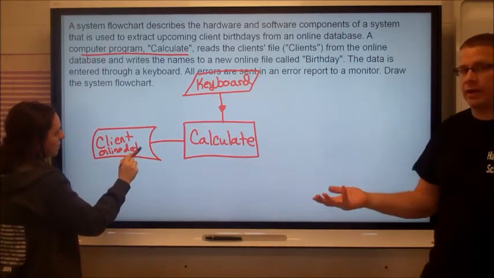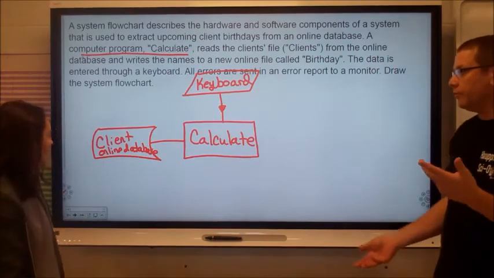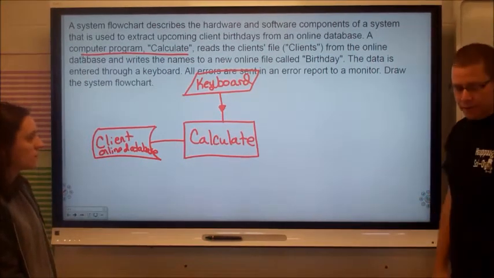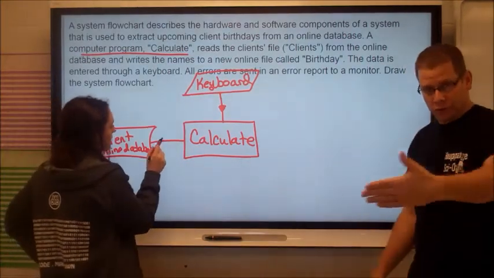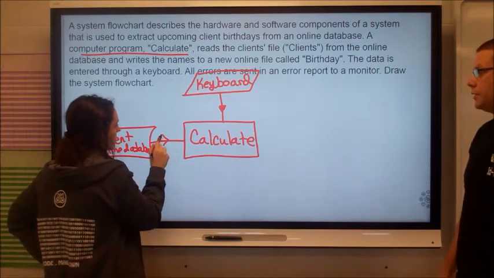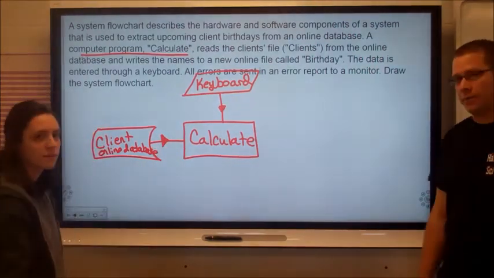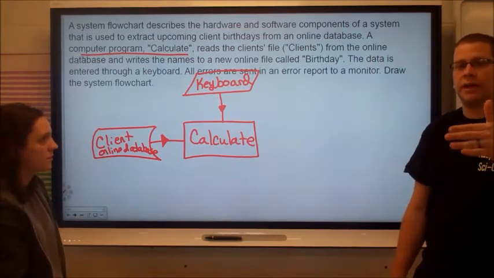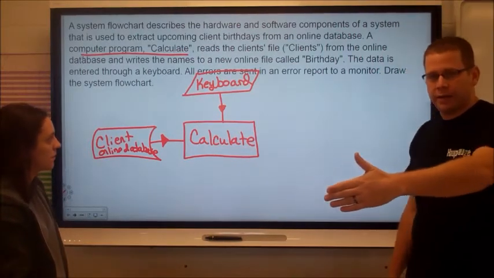You could just name it client because we know the shape signifies it's an online database, but we're just going to be more exact here and write client online database. Now, data is coming from that online database into the action process of calculate. So now your data arrow is going to show that data is coming from the database to calculate. Remember now that calculate process also puts information back into that database.